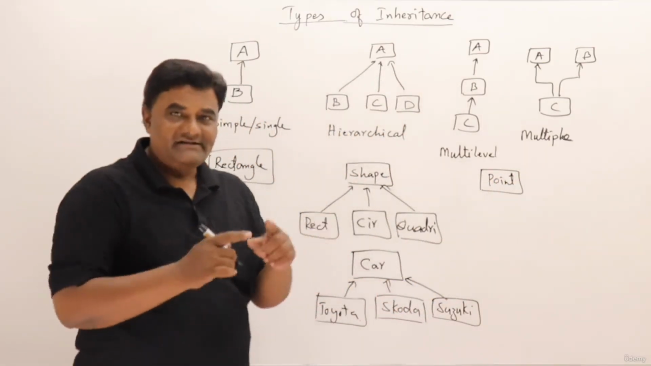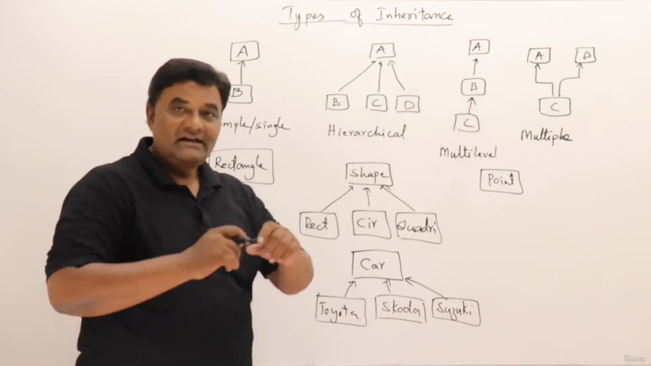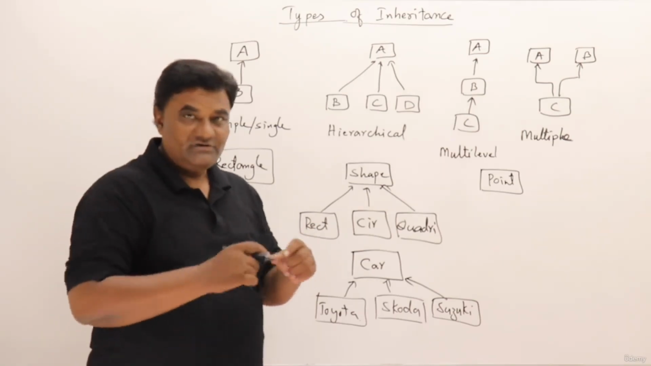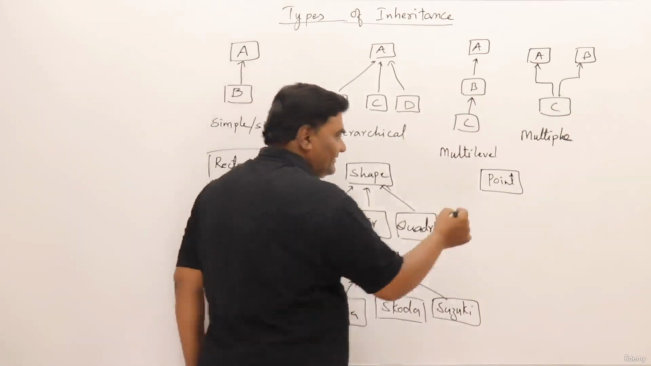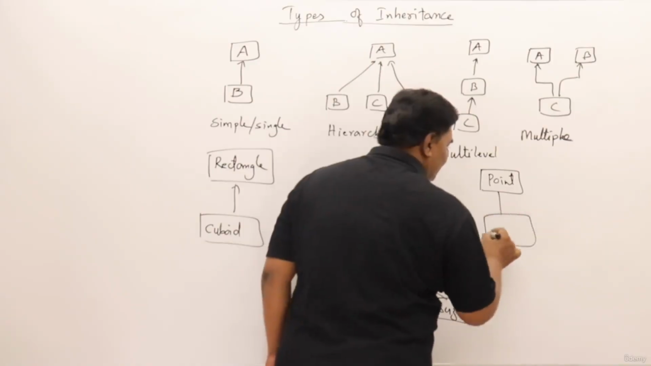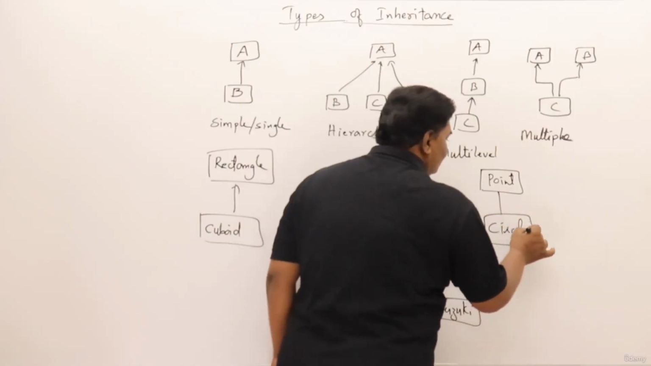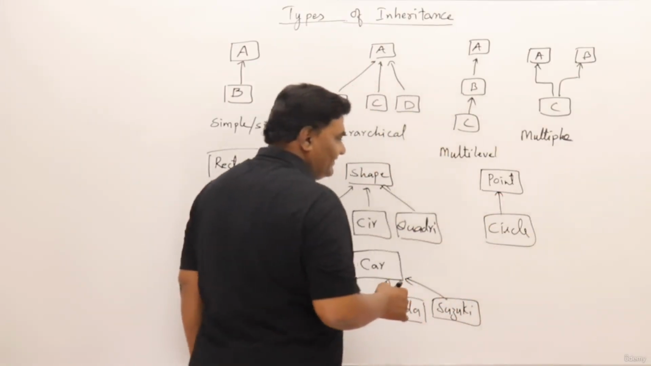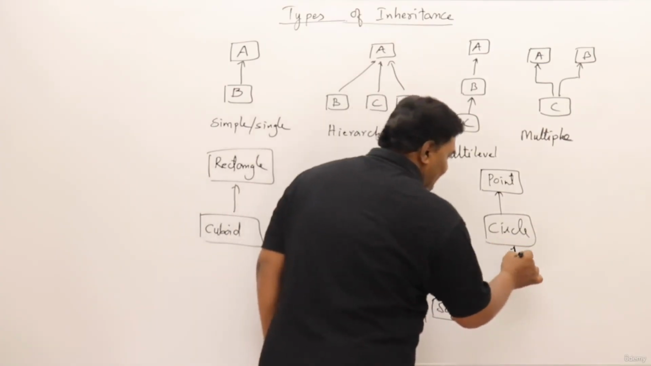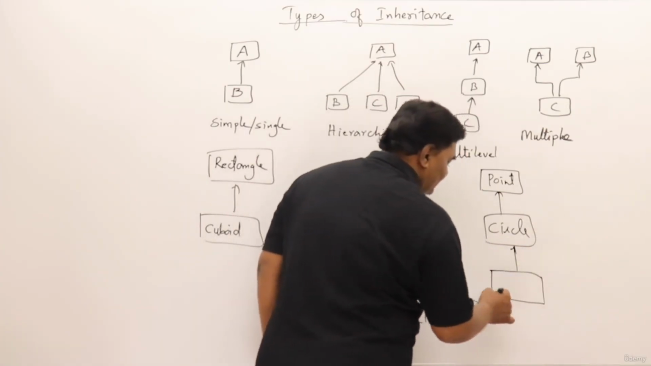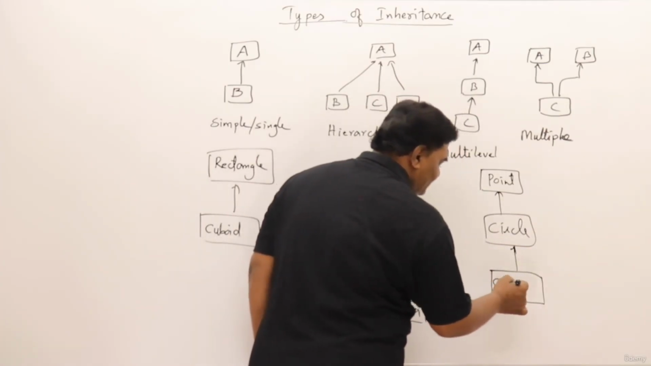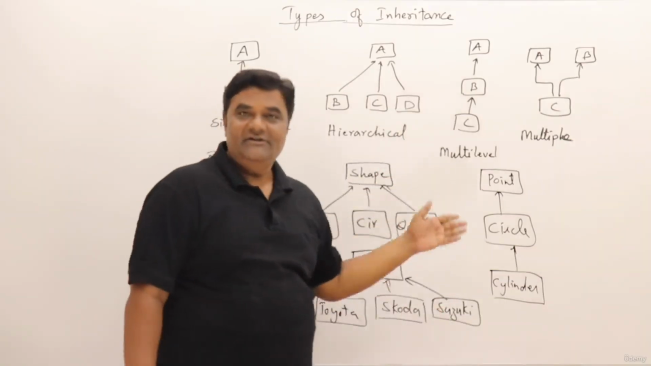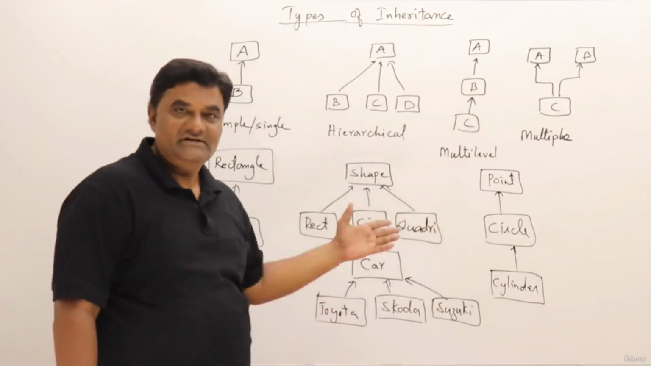A point will have coordinates, let us say x and y coordinates. Then the radius of a point is 0. If you give a radius to a point, then it becomes a circle. So a circle is inheriting from point. Then to that circle, if you give height, it will become a cylinder. So like this you can define multi-level classes. So this is an example of multi-level inheritance.